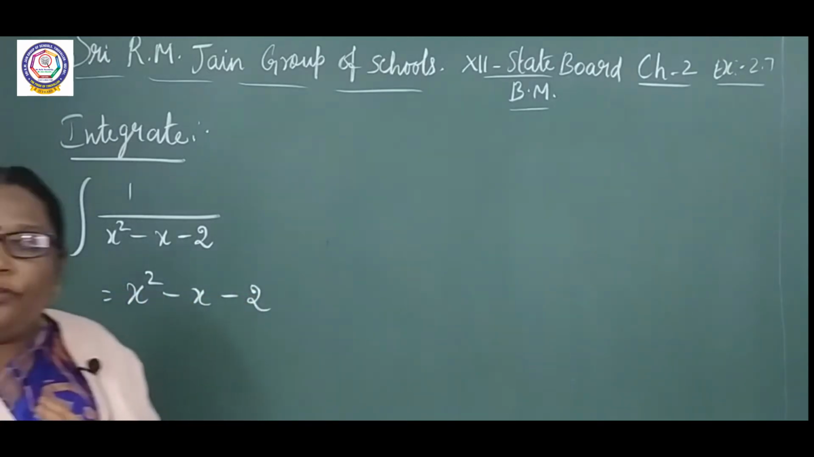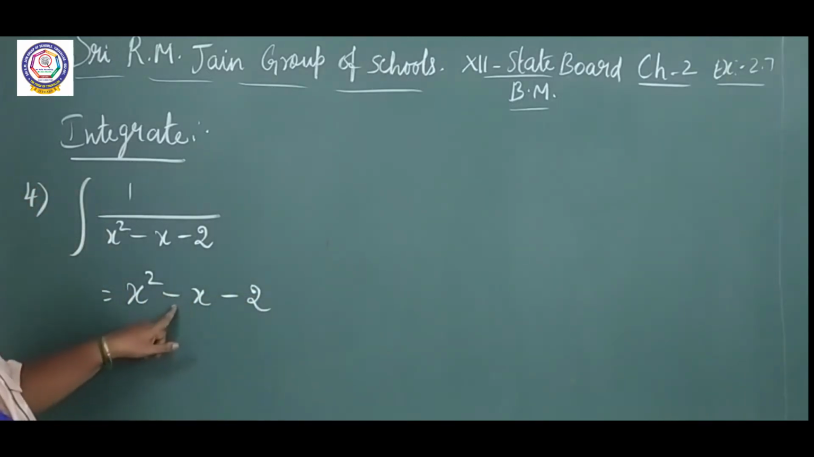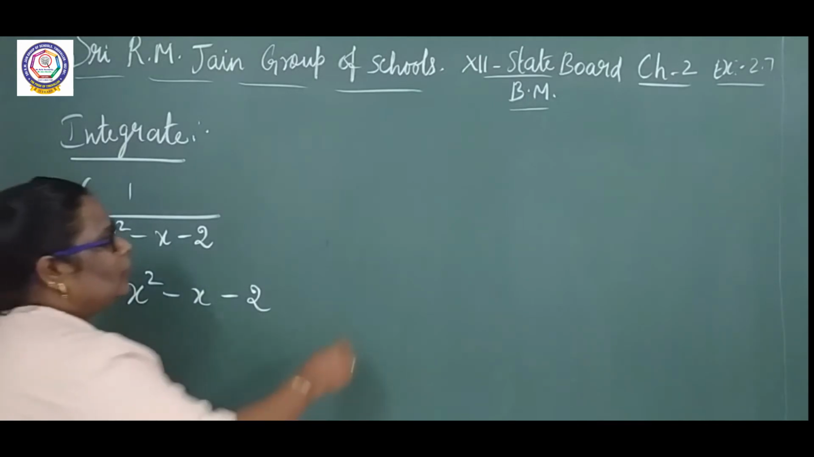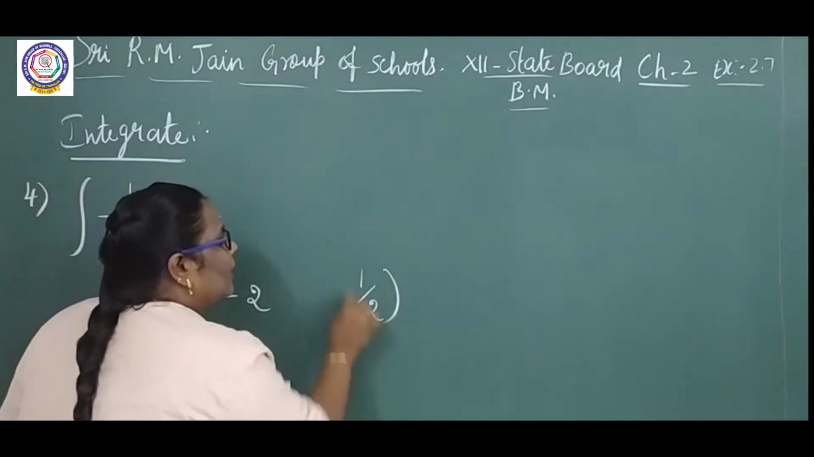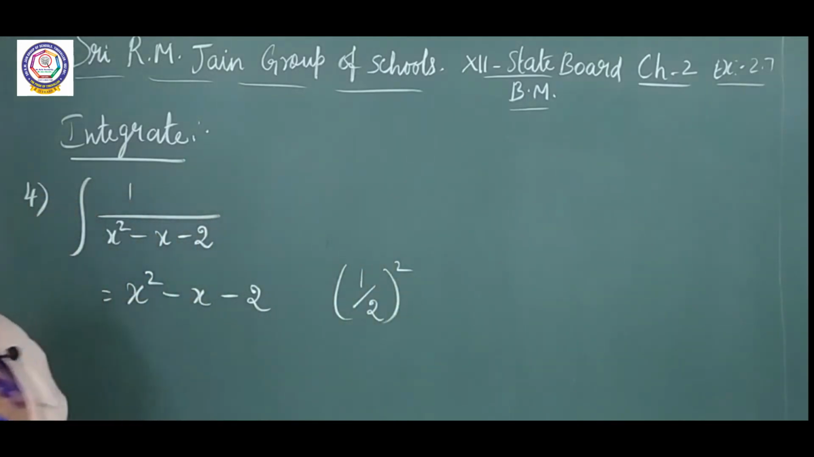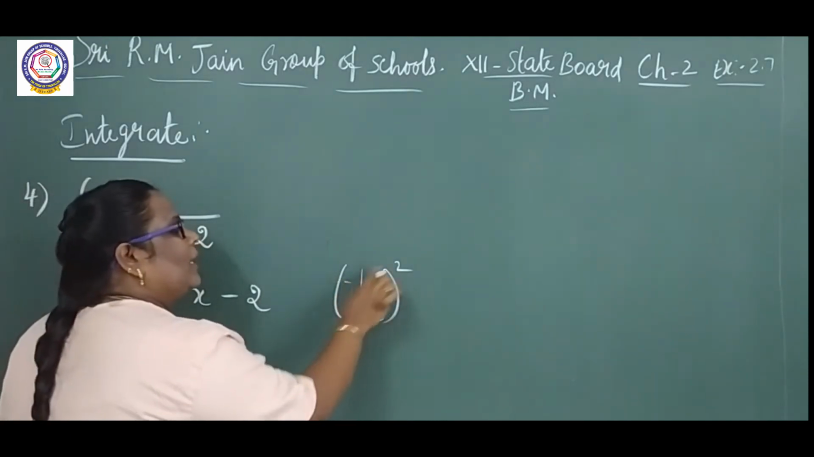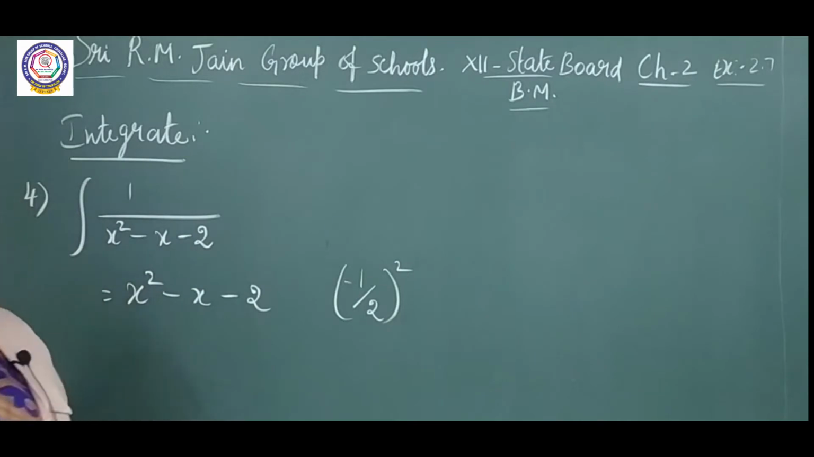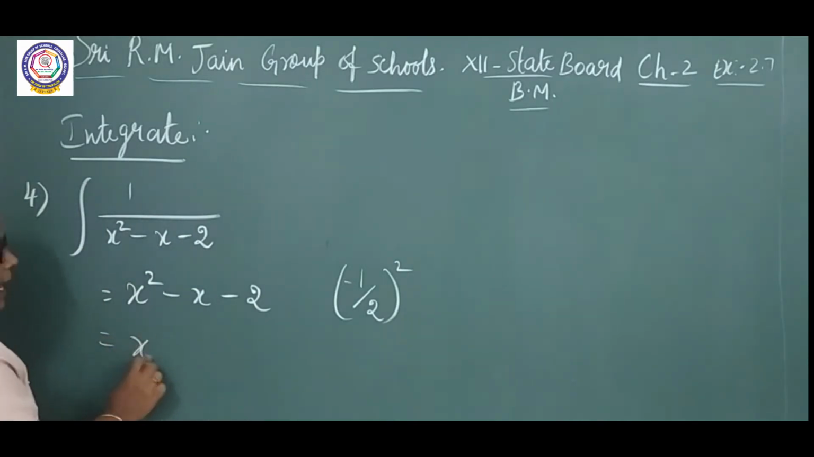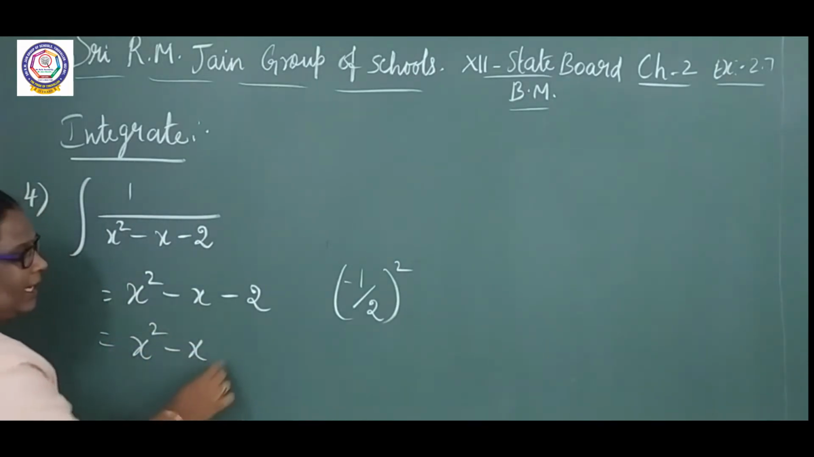What is the coefficient of x here? 1. You don't take the sign, because if it is squared it becomes plus. Okay, you can take the number alone. So you can do it in your upper column: 1 by 2 the whole square, the coefficient of x alone. If you want you can take it as minus also; minus squared becomes plus. So it gives x square minus x.